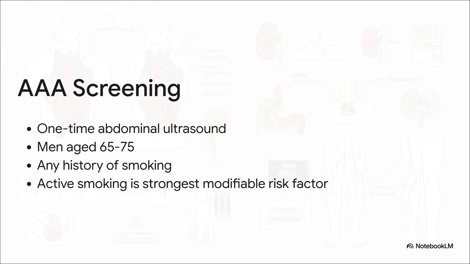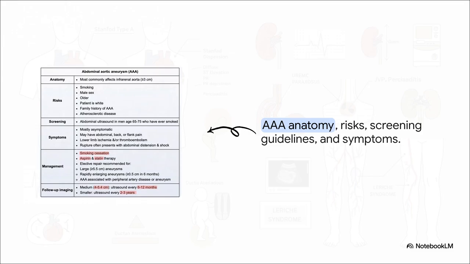Moving further down the aorta, let's talk aneurysm disease. The screening guideline for an abdominal aortic aneurysm is highly specific and frequently tested. It is a one-time abdominal ultrasound for men aged 65 to 75 who have ever smoked. Most of these abdominal aortic aneurysms are completely asymptomatic and are located in the infrarenal aorta. Ultrasound is perfect for diagnosing and following them because it doesn't expose the patient to contrast or radiation.